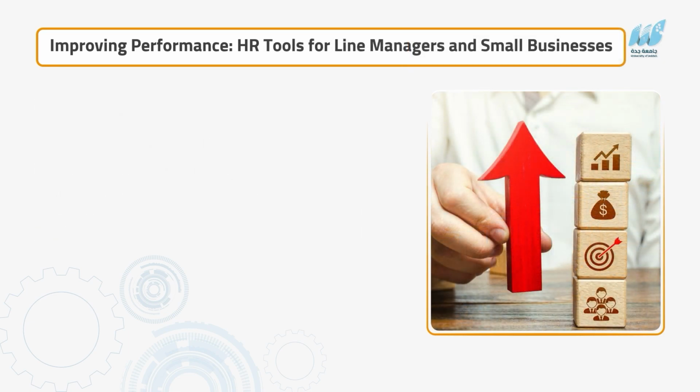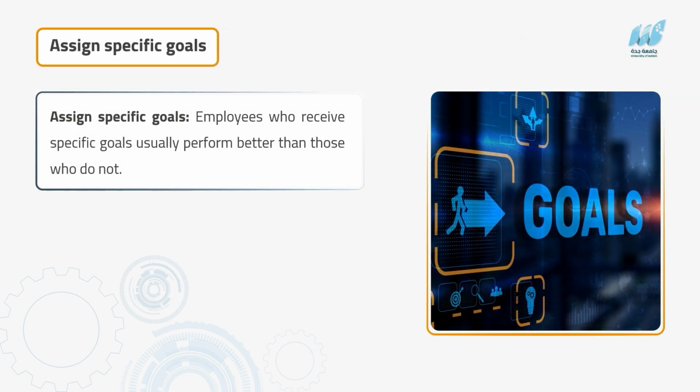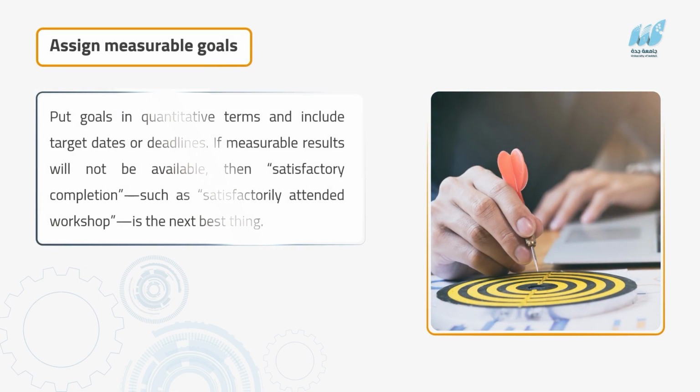Improving performance. HR tools for line managers and small businesses. How to set effective goals. Behavioral science research studies suggest 4 guidelines for setting performance goals. 1. Assign specific goals. Employees who receive specific goals usually perform better than those who do not. 2. Assign measurable goals. Put goals in quantitative terms and include target dates or deadlines. If measurable results will not be available, then satisfactory completion, such as satisfactorily attend workshop, is the next best thing.